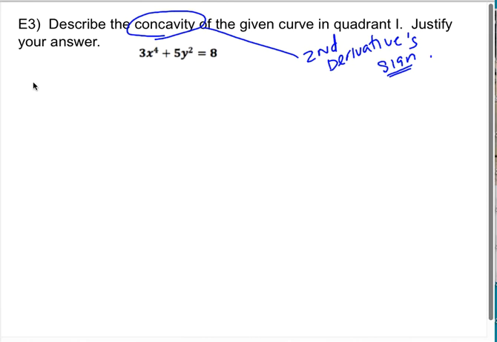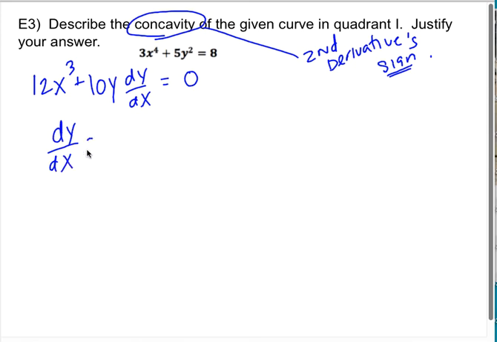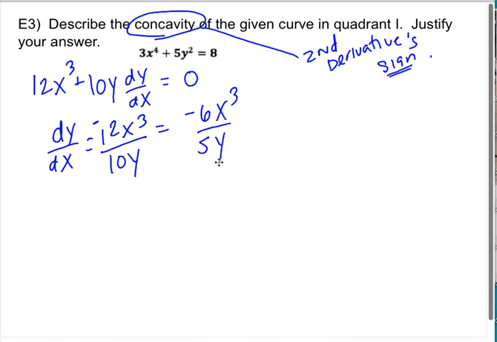I'm not going to do that here. So 12x cubed plus 10y dy/dx equals 0. When I subtract the 12x cubed over and divide by the 10y, I get dy/dx equals negative 12x cubed divided by 10y. Sorry, I said negative and didn't write it. I would suggest that you cancel the 2's out. It really does make your life a lot easier. You're doing things selfishly, right? That's the goal in this stuff. Okay, so there's my first derivative.